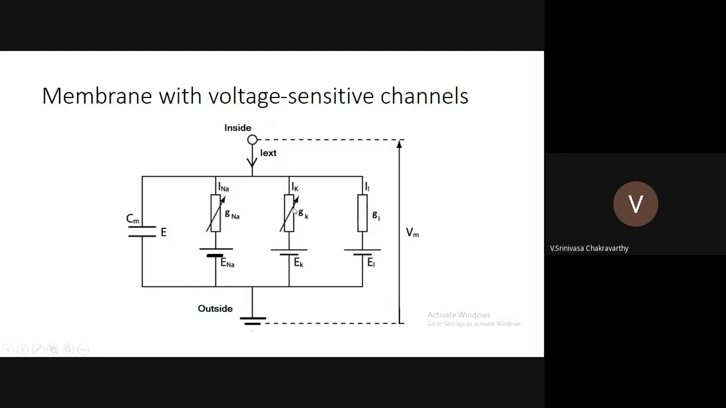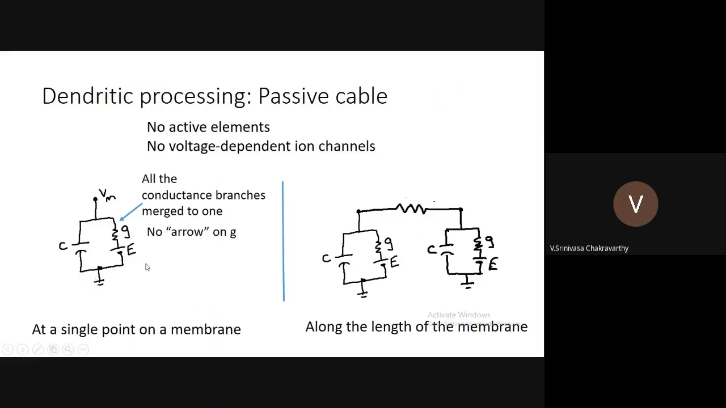And therefore, this picture can be simplified further because if these are not voltage sensitive channels, then I can remove the arrows. Then you will just have three branches consisting of conductances and voltages. And using Thevenin's theorem, you can combine all three branches and come up with only one branch of conductance and voltage. So then it looks something like this, right? You have a capacitor, and then you have the conductance and battery in series combination. And this will be the circuit model at a given point or a small patch of the membrane on the dendritic side because it's all passive.